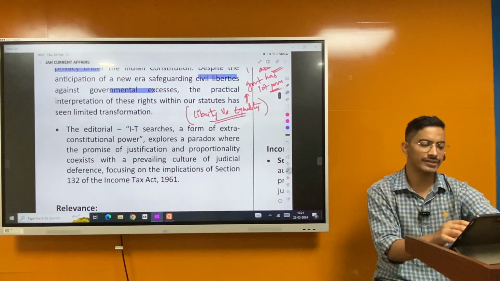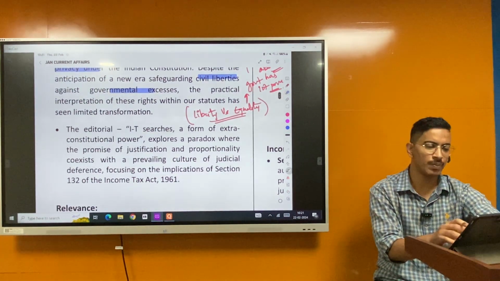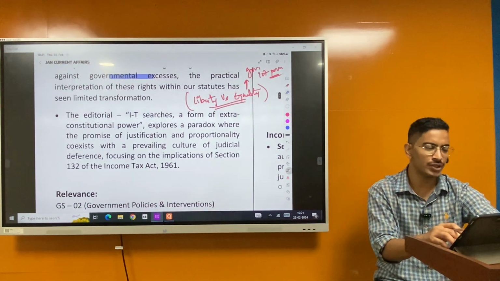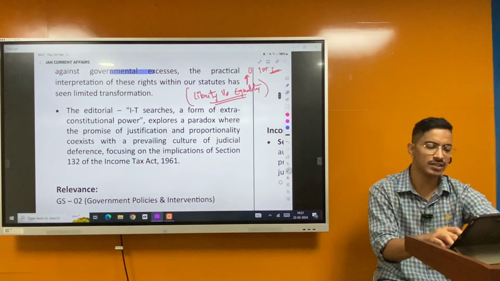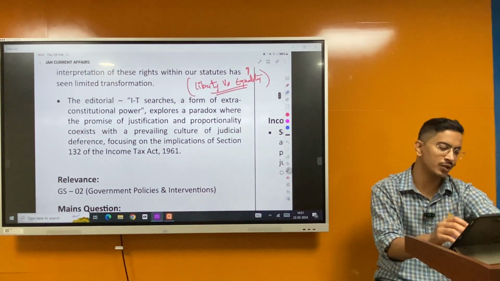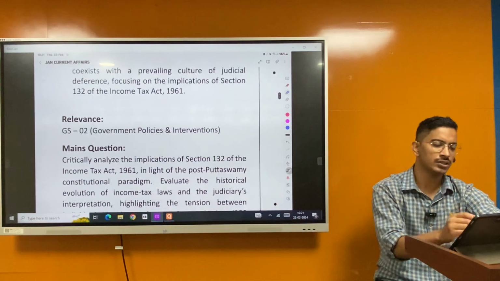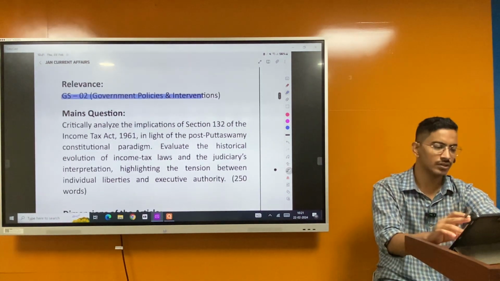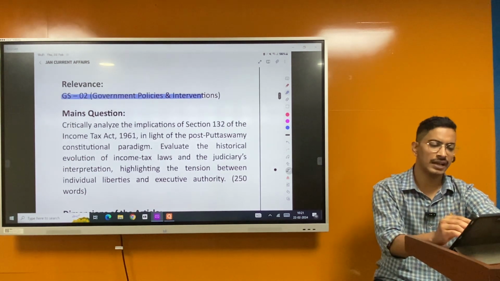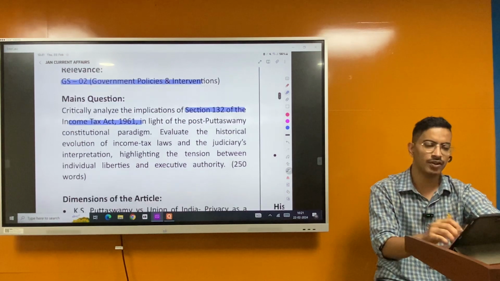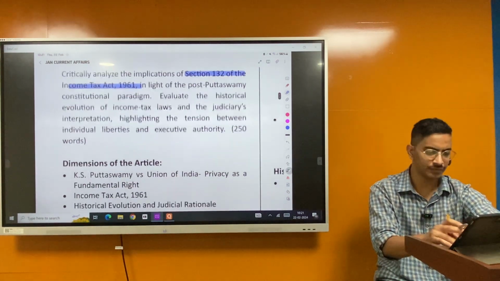The editorial on IT searches, a form of extra-constitutional power, explores a paradox where the promise of justification and proportionality coexist with a prevailing culture of judicial deference, focusing on the implementation of Section 132 of the IT Act. So this is relevant in GS2, governance, policy and intervention. And see the mains question: critically analyze the implication of Section 132 of IT Act 1961 in light of post-Puttaswamy constitutional paradigm.